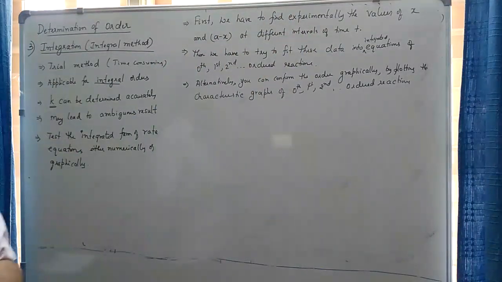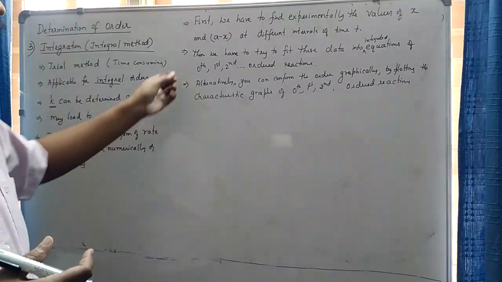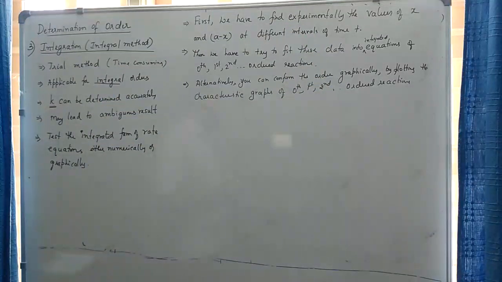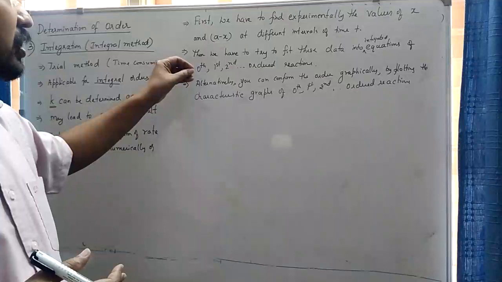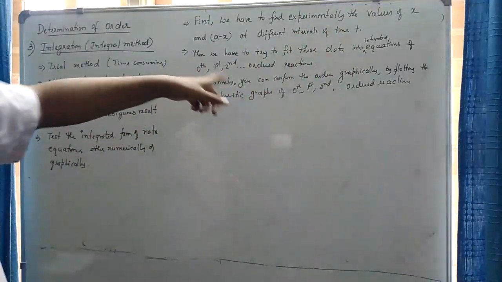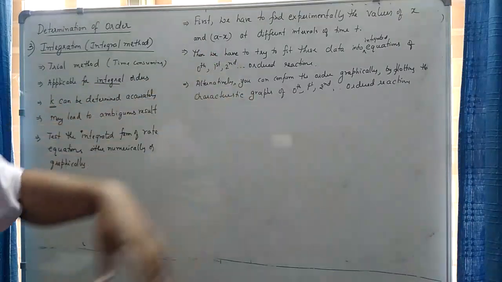Otherwise, if the zeroth order reaction does not work, if it fails, then we have to go for first order reaction. If it does not work, then we have to go for second order reaction. That is the trial and error approach. We have to test these integrated rate equations one after the other, starting with zeroth order.